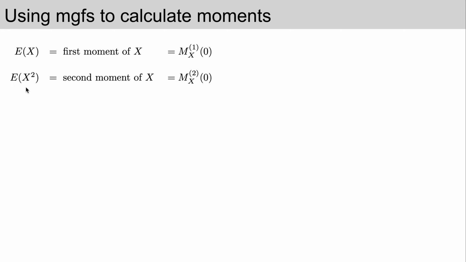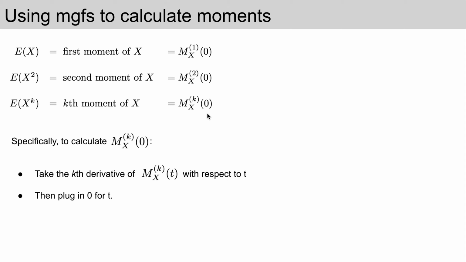The expected value of x squared, or the second moment of x, is equal to the second derivative of the moment-generating function evaluated at 0. In general, the expected value of x to the k, or the kth moment of x, is equal to the kth derivative of the MGF evaluated at 0.